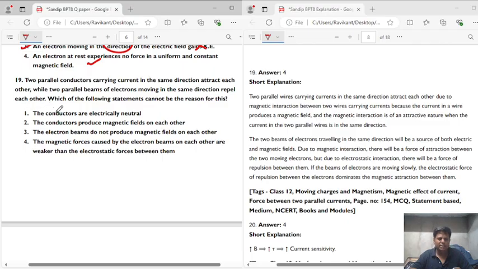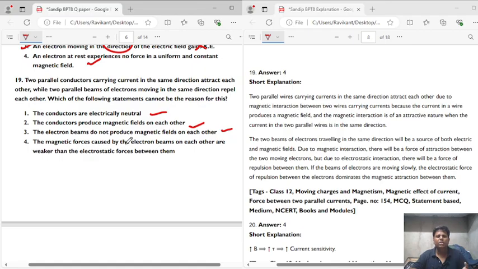The first statement says that the conductors are electrically neutral. Yes, electrically neutral. Okay. Now the conductors produce magnetic field to each other. Yes, this is the reason why they attract or repel. Now the electron beam do not produce magnetic field on each other. Yes, they do not produce magnetic field on each other.